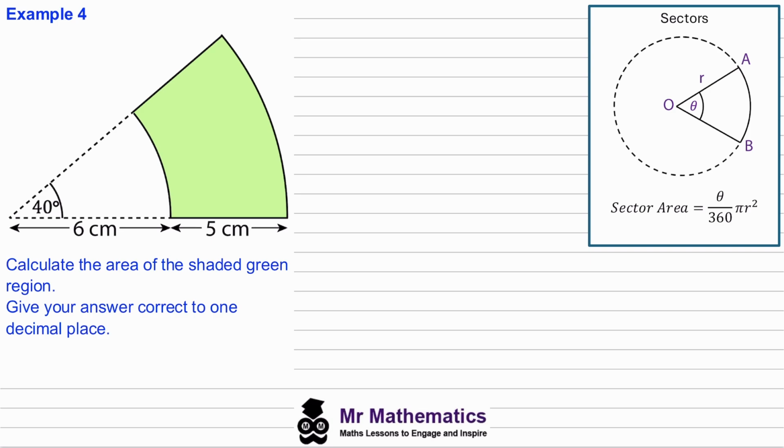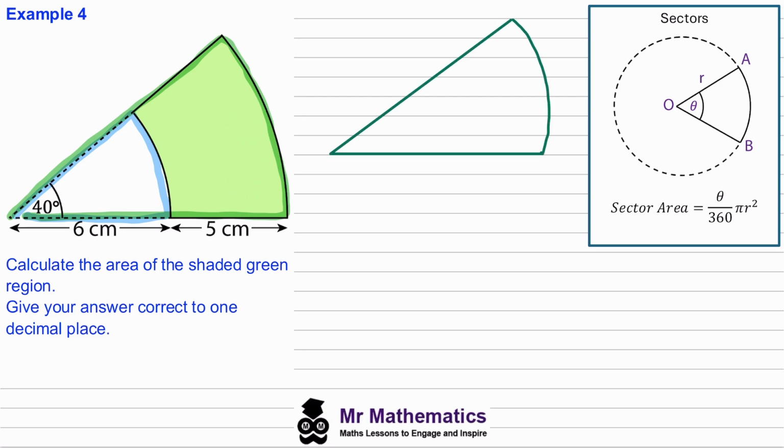Okay, so how did you get on with that? If we look at our strategy, we're going to work out the area of the big sector, and then from this, we'll subtract the area of this smaller blue sector, and this will give us the green region. So we know the radius of this will be the 6 plus 5 to give us 11, and we know the angle will be 40 degrees.